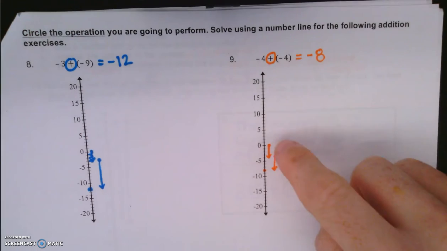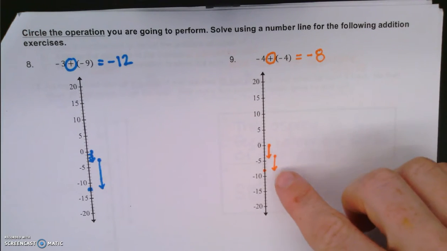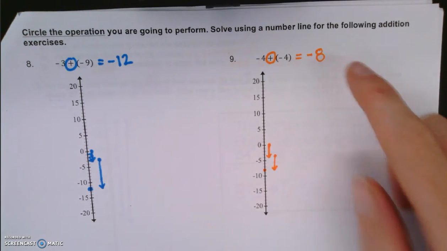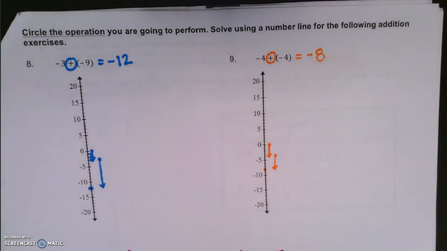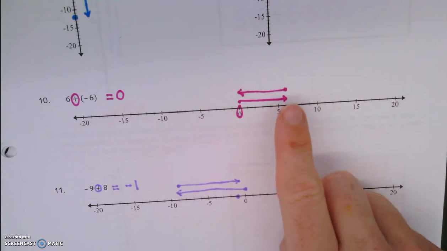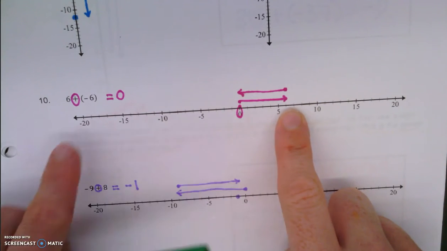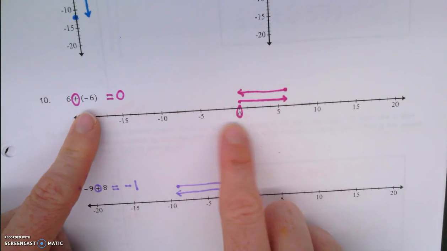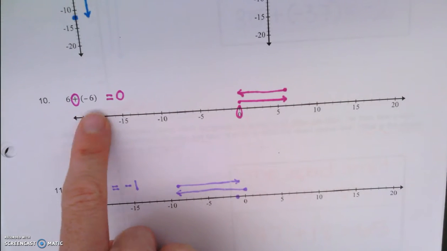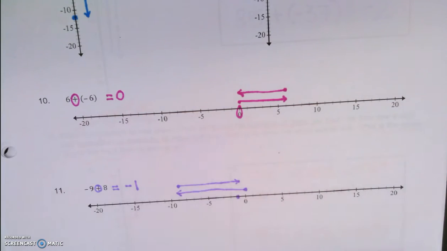On 9, we started at 0, we had to go down 4, and then we had to go down 4 more. We ended up at negative 8 on our number line. Nice work, mini mathematicians. On 10, we started at 0, we had to go to the right 6 because of positive, and then we had to go left 6, and we ended up back at 0. These numbers are additive inverses. A number and its opposite add to be 0.